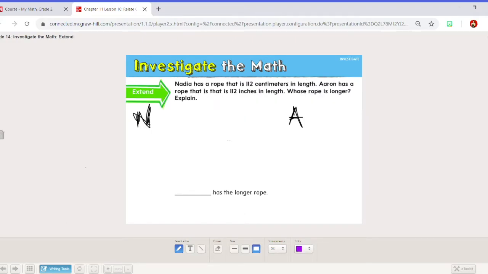Nadia has a rope that is 112 centimeters in length. I'm going to use purple to represent centimeters.